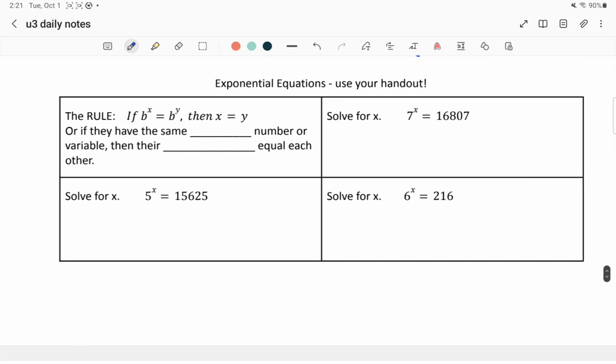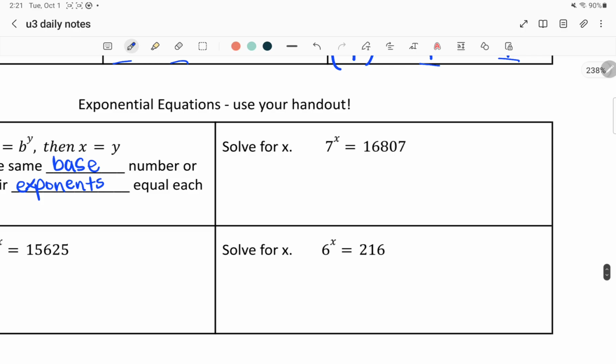Exponential equations. Here's the rule. Here's what the majority of your homework is going to look like. If b to the x equals b to the y, then x equals y. That's our math way of saying it. Here's the words way of saying it. If they have the same base number, then their exponents equal each other.